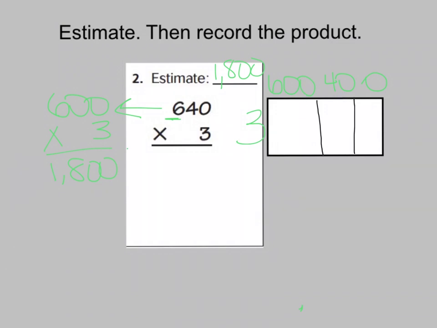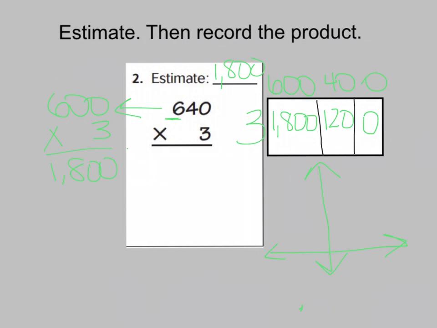So now I'm ready to multiply my 3 by my expanded forms in order to get my partial products. I know that 3 times 600 is going to give me 1,800. My 3 times 40 is going to give me 120. And my 3 times 0, as we know, is 0. Now, boys and girls, we're going to line these partial products up a little bit differently than you've done before. Before, we've lined them up horizontally. And today, we're actually going to line them up vertically.